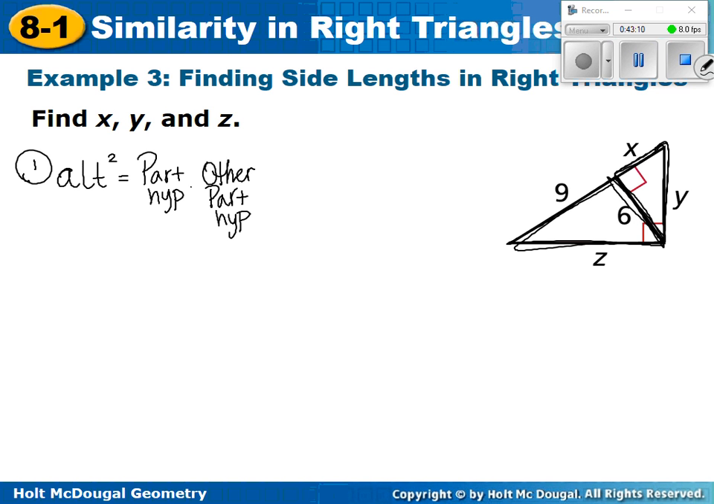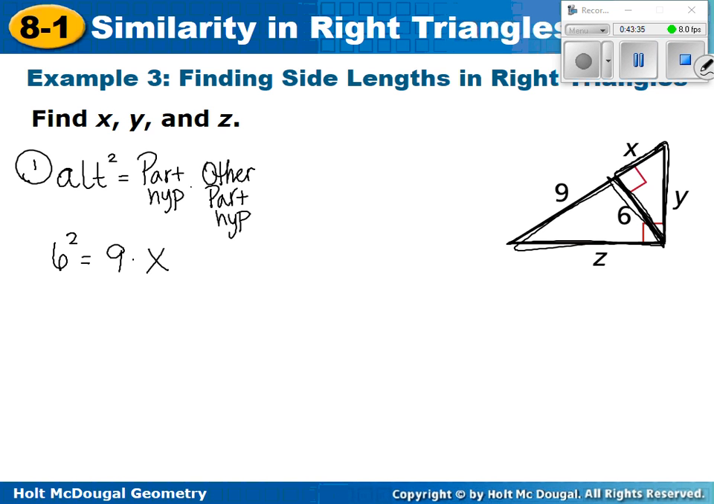What's the altitude in the picture? 6 squared equals, what's part of the hypotenuse? 9. What's the other part of the hypotenuse? X. Do we have only one variable? Yes, so we should be able to solve this. If we had not started with this shortcut, if we had started with a different shortcut, we may not have had enough information, and we may have had to go and look for a different way.